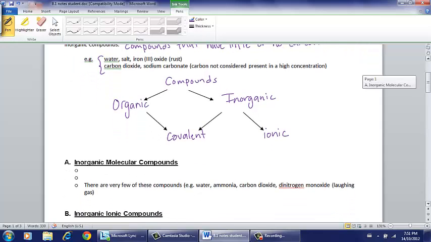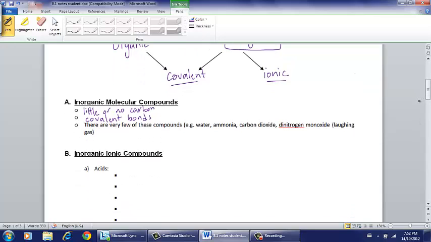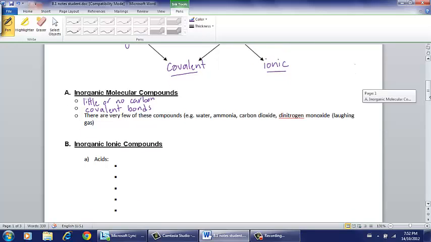In section 8.1, we're looking specifically at inorganic compounds. So we'll look at the two categories that fall underneath this. Inorganic molecular compounds have little or no carbon. They're molecular, so they have covalent bonds. And there aren't really a lot of these. Most inorganic compounds are ionic. So this means that they are made up of a metal and a non-metal. And these are all the ones that you've studied so far.